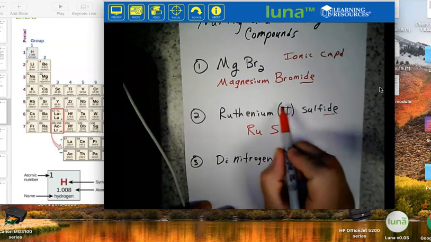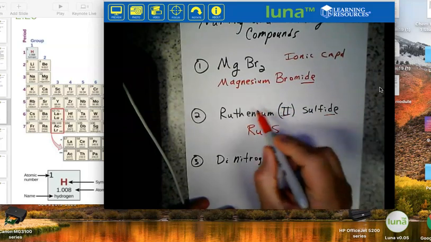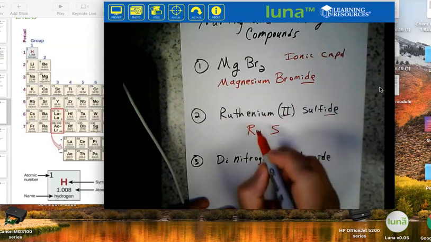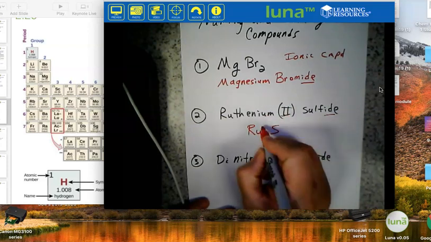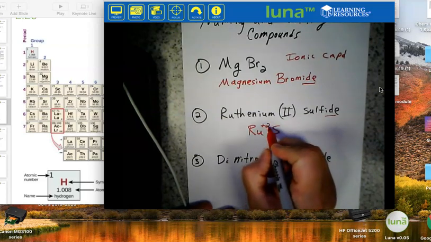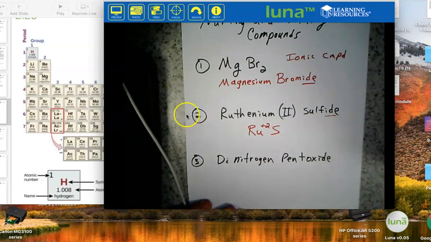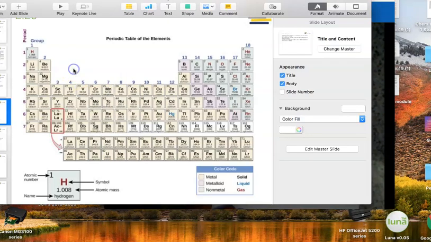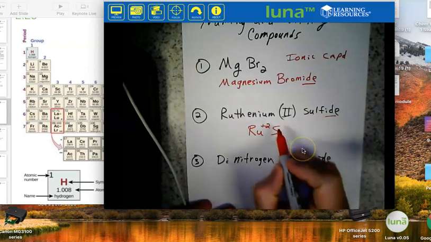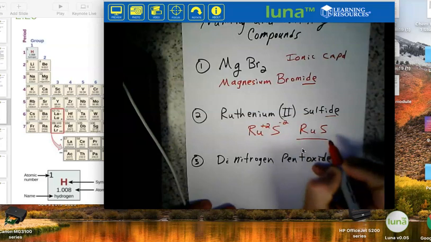Now I would look at the Roman numeral. The Roman numeral tells me the charge on the metal. Ruthenium is a transition metal, and here the Roman numeral is 2, so the charge on the cation for ruthenium is +2. For sulfur, I have to look up what the charge is going to be. It is in group 16, so it has a -2 charge, and so the formula for ruthenium(II) sulfide would just be RuS.